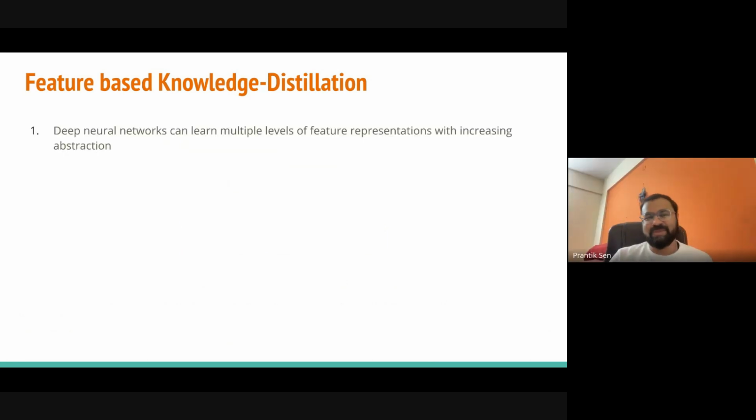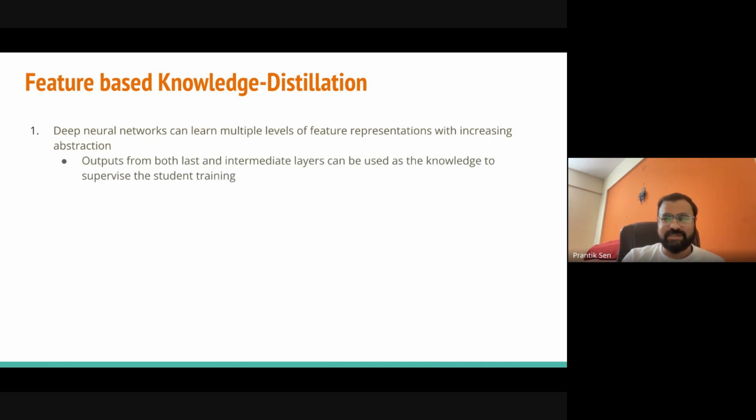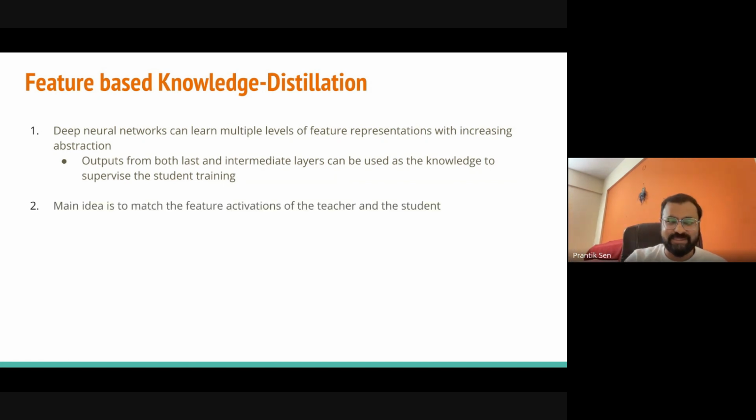So now we will talk about feature-based knowledge distillation a bit. Again, deep neural networks are meant to learn very complex feature representations, and very generic features, basically. So output from both last and intermediate layers are used in feature-based knowledge representation. In addition to intermediate layers, you can use the logits as well. That is what it states here.